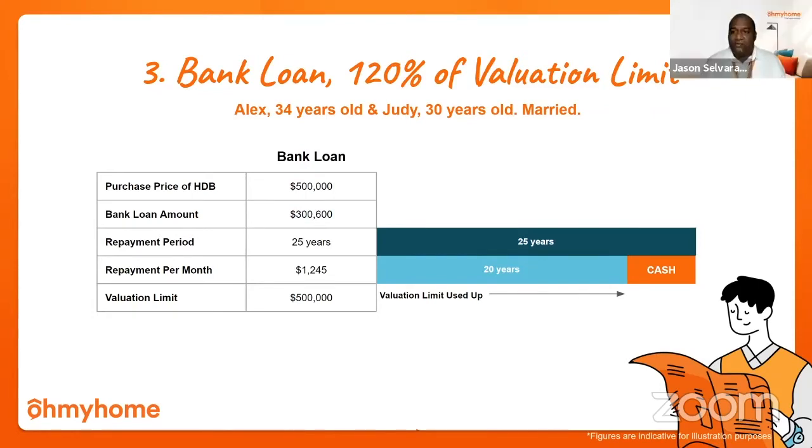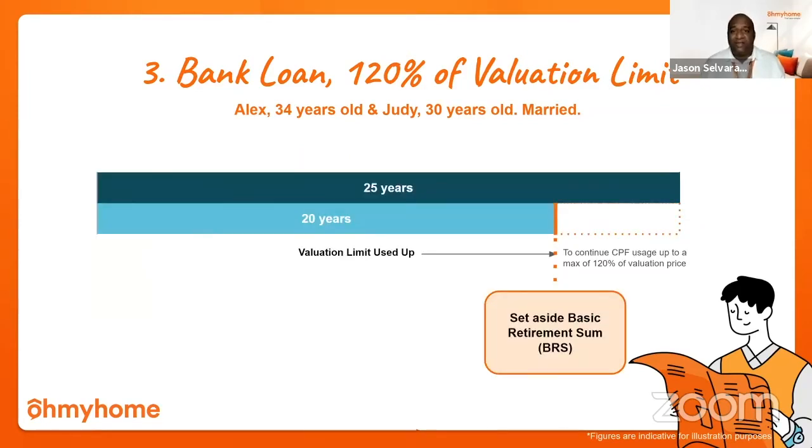Yes, it is possible, Darren. They will then need to set aside the basic retirement sum in order to continue using their CPF. And they can do this anytime before the 20-year period is up. They can continue to use their CPF to pay up to a maximum of $600,000 only, as this is 120% of the valuation price.